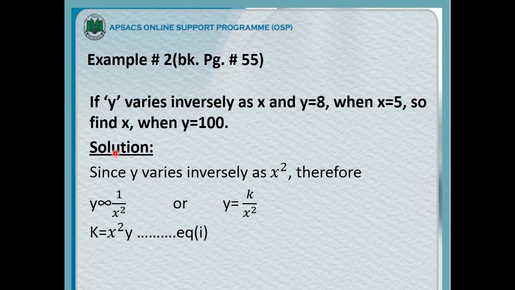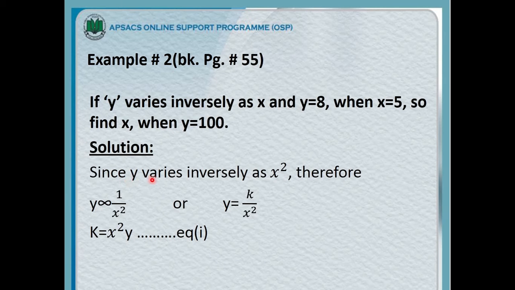Example number 2 on book page number 55. In this example, y varies inversely as x, and x and y are given. With the help of these two values of x and y, we will find out k. Finally we have to find out the value of x when y is given.